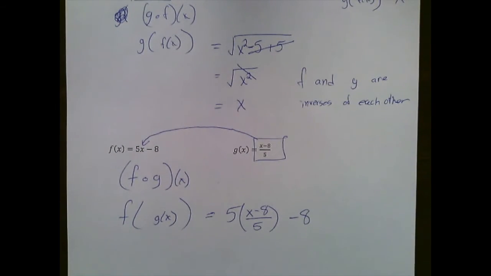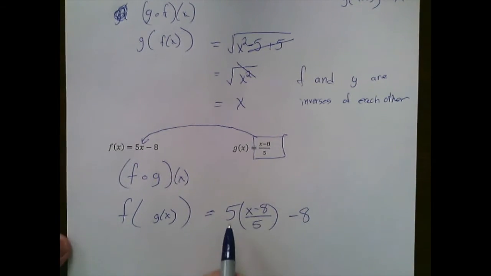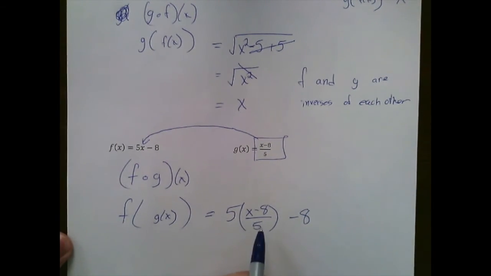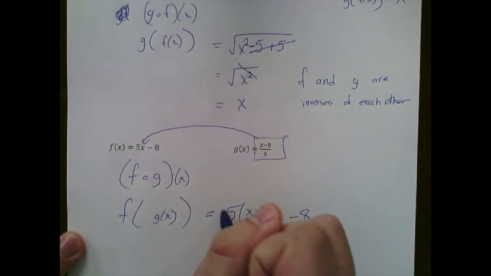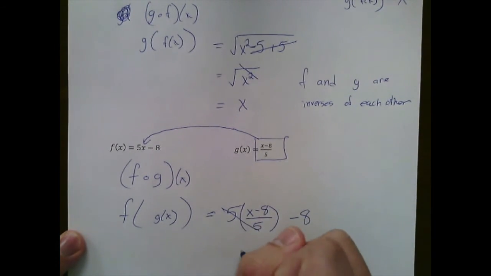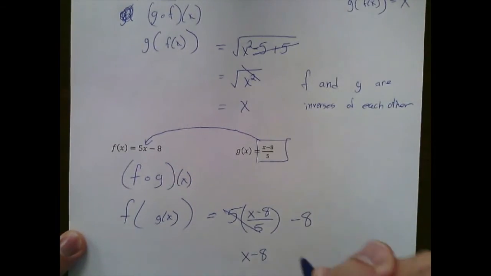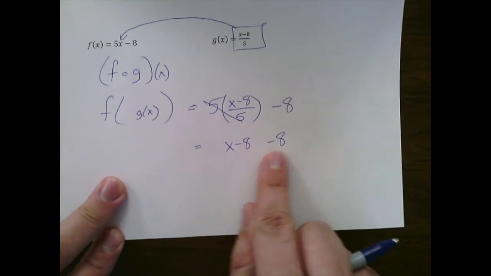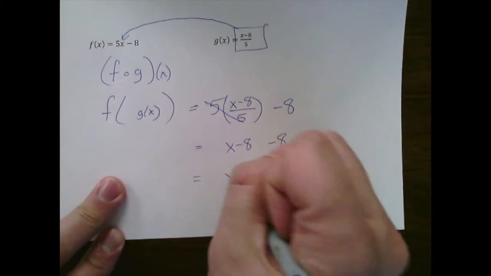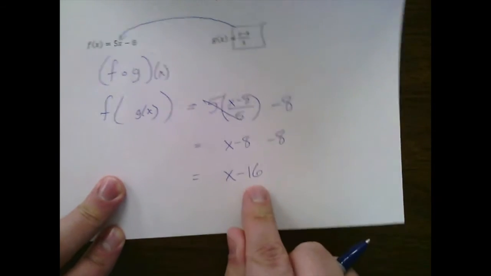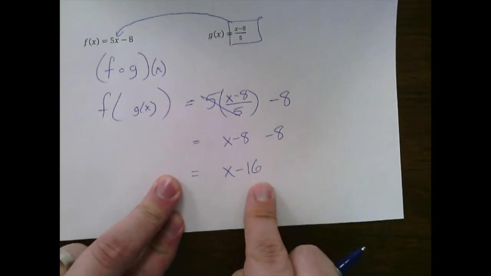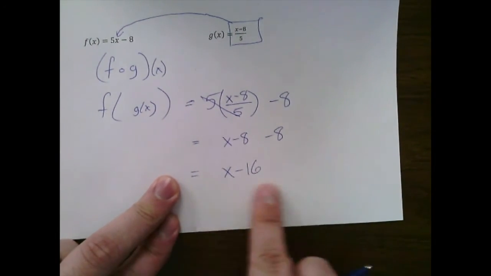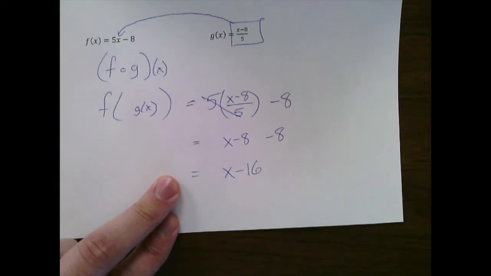If I go to simplify this, well, I'm multiplying by 5 and I'm also dividing by 5 at the same time. When you're multiplying and dividing by 5, those are inverse operations. They are gone, so I'm just left with the x minus 8 there and still the minus 8 out back. Continuing to simplify, I have a minus 8 and minus 8. Those can be combined to x minus 16, because negative 8 and negative 8 is negative 16. That's as far as I can go as far as simplifying.